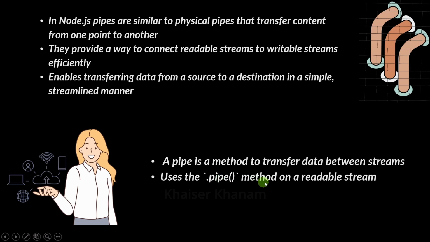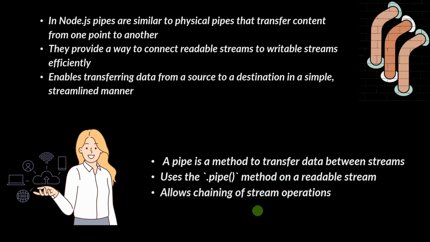We use the pipe method on a readable stream, and using this pipe we can easily chain stream operations. For example, I have a readable stream, and at the end I have a writable stream, and in between I can use another stream, a transform stream, and I can easily chain all the streams using pipe.